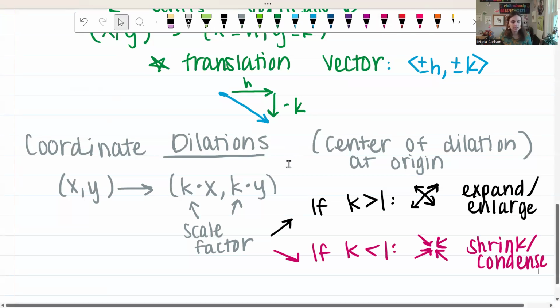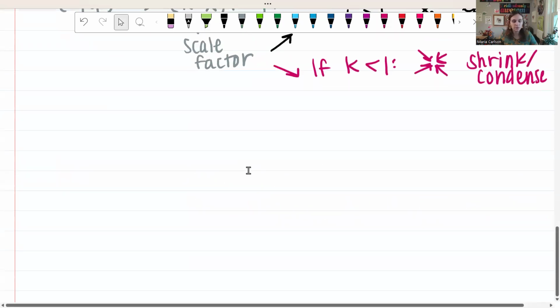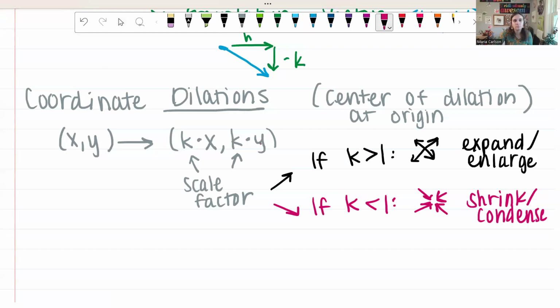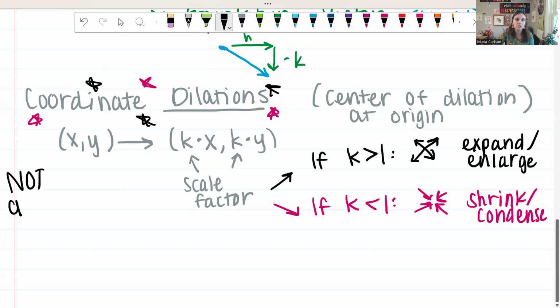All right, let's look at some examples. Please also remember that dilations are not rigid. Horrible stars, but not a rigid motion, meaning the congruence is not held from the pre-image to the image. After the transformation, those shapes are not congruent.